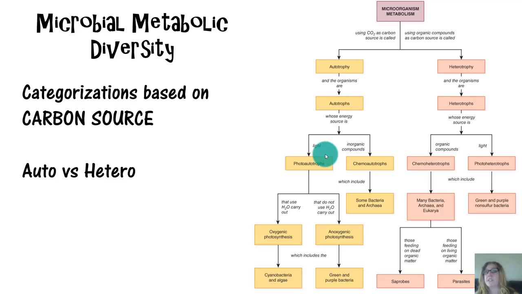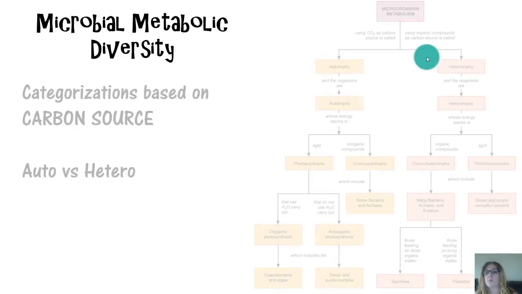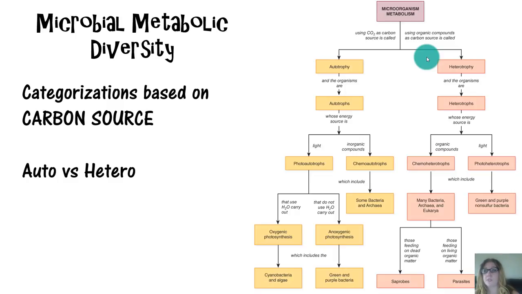So we start here at the top of our table, and it says microorganism metabolism. So if they use carbon dioxide as a carbon source, then we can call them an autotroph. When we say autotroph, auto means self, and troph means to eat. So the literal translation means to eat self, which is kind of weird. It doesn't really mean that it's eating itself. What it means is that it's self-sufficient, that it doesn't have to consume another organism.